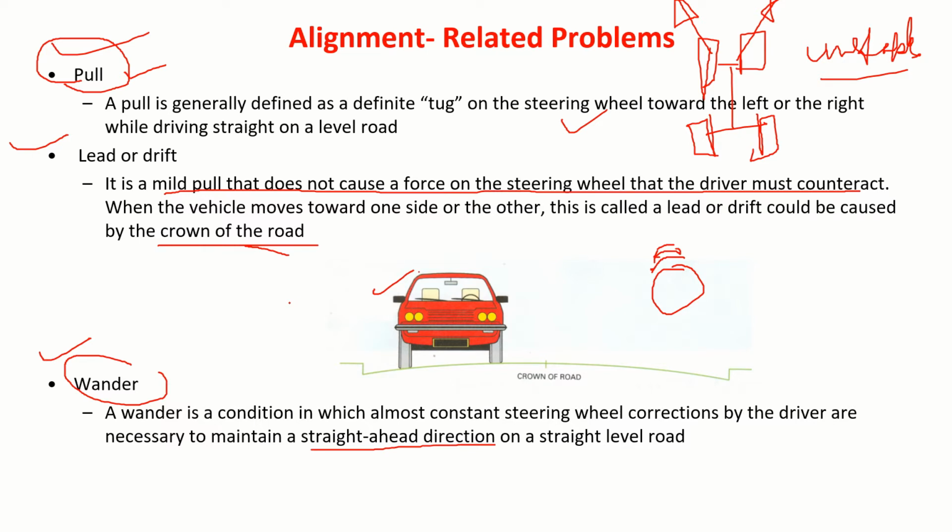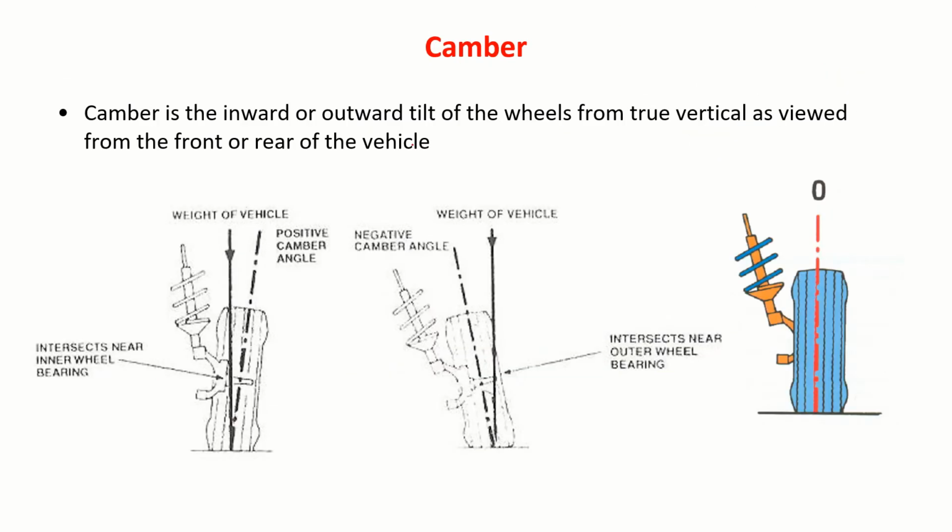Not only that, even uneven wearing of tires will happen. So hence it is necessary that we maintain the manufacturer-specified alignment angles. If that is the case, what are those alignment angles? Let us look at them. One of the angles that is important is camber.